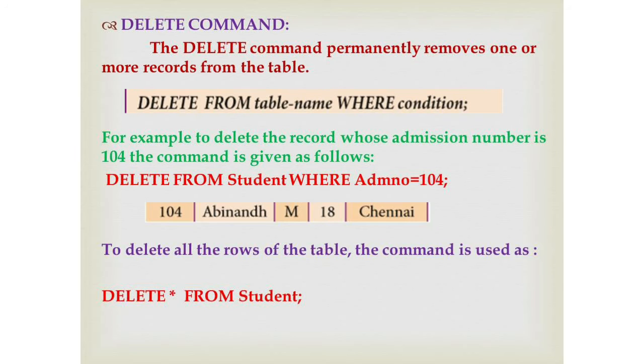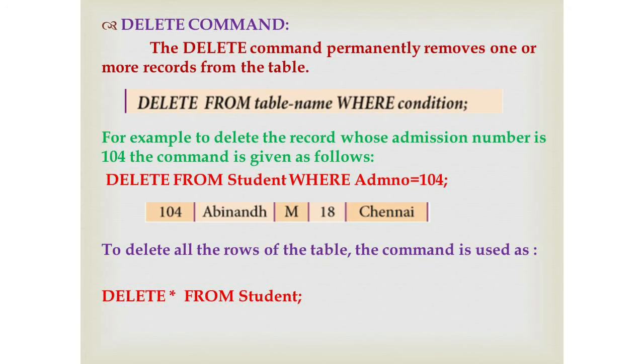To delete all the rows of the table, this was for one row. If you want to delete all the rows of the table, you have to use the command delete star. Delete star means all. Delete star from which table? Student. So the table will be empty now. If you use this delete star from that particular table name, the table will become empty, only the table name will be there. The records inside the table will get deleted.